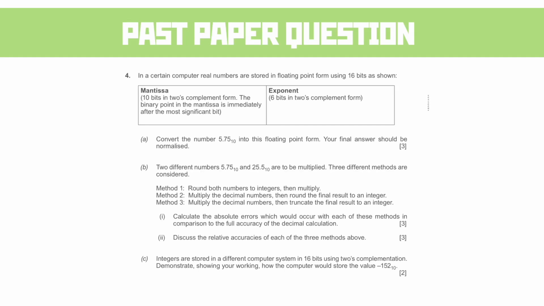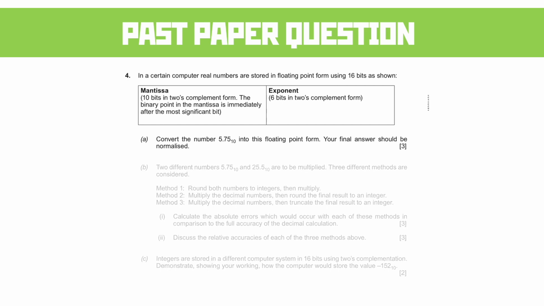This first past paper question you'll see is very familiar to us. In a certain computer, real numbers are stored in floating point form using 16 bits. 10 bits are given aside to the mantissa, that's in 2's complement, and the exponent is 6 bits again in 2's complement. So for part 4a, convert the number 5.75 into this floating point form. Your final answer should be normalized.